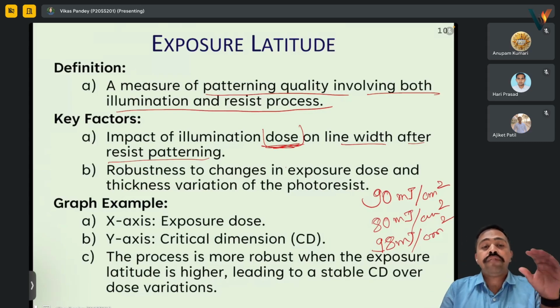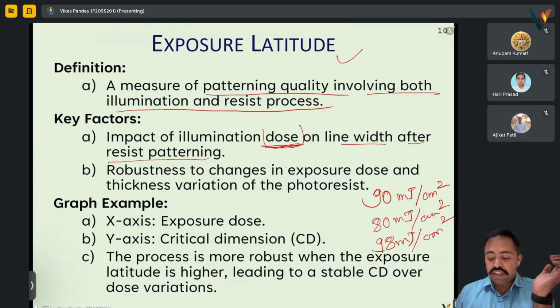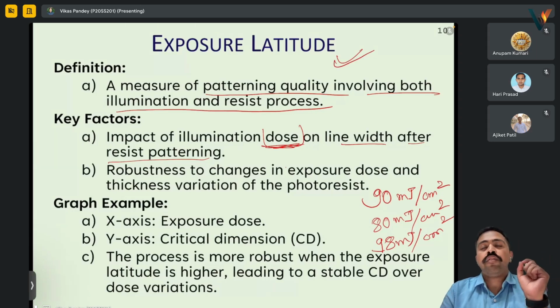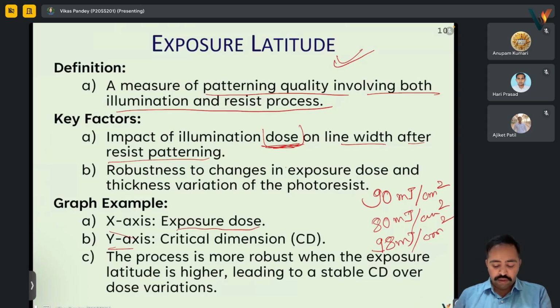Such variations should be compensated, and that is defined by the exposure latitude. This is a parameter that you will find for any photoresist in its data sheet also. If you see the data sheet of any photoresist, you will find this exposure latitude, in which on the x-axis we will have the exposure dose, and on the y-axis we will have the critical dimension.